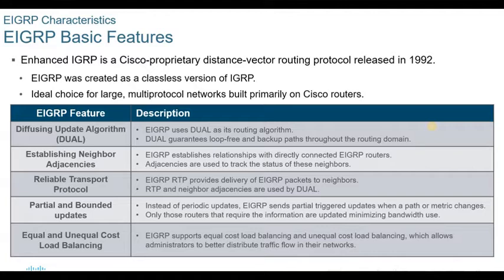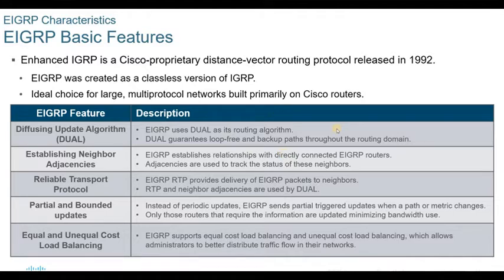We found out that IGRP is an older, classful version, which has been obsolete since IOS 12.3. Now, the enhanced version of IGRP is EIGRP. This was created as a classless version of that old dynamic routing protocol. Since it is classless, it is an ideal choice for large multi-protocol networks built primarily on Cisco routers.